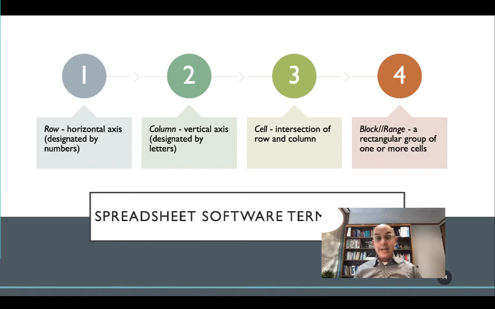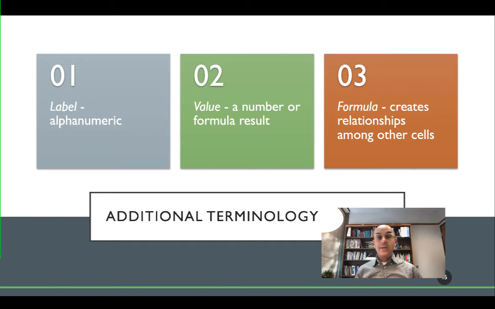So nowadays, the spreadsheet has a little bit of terminology. The row, the column, the cell, the range, all of that are part of the terminology that we use in order for us to communicate what it is. We also have labels. We have values, and we can have a formula that creates a relationship among other cells.